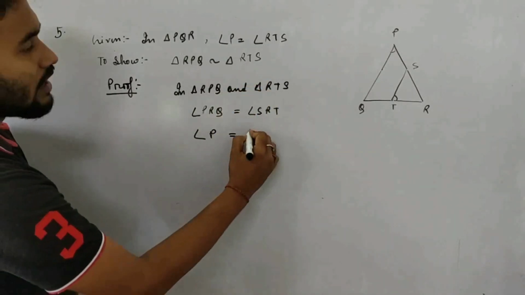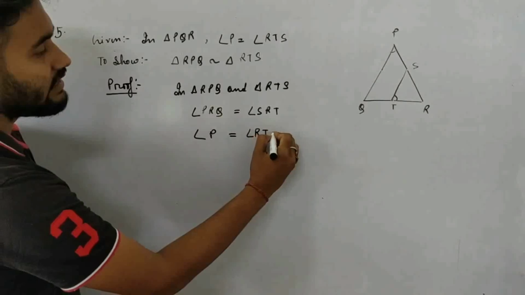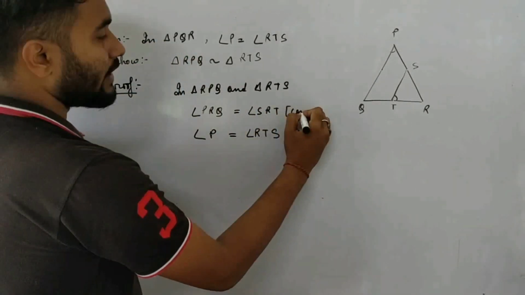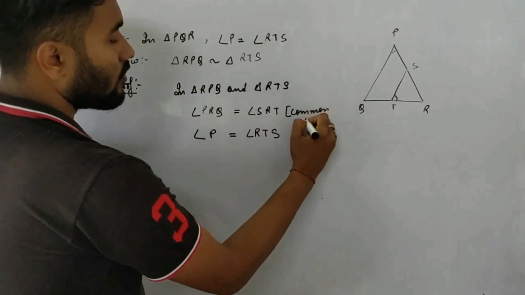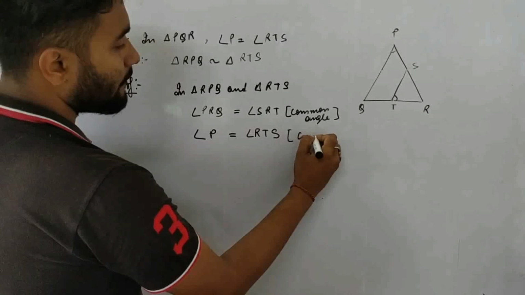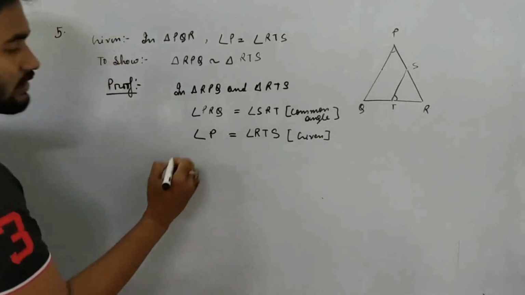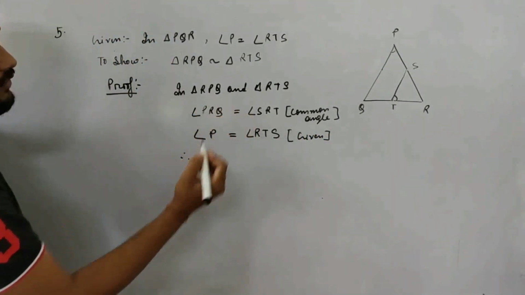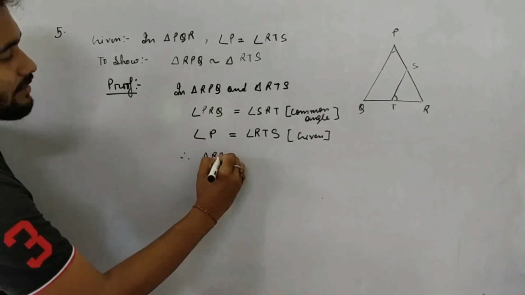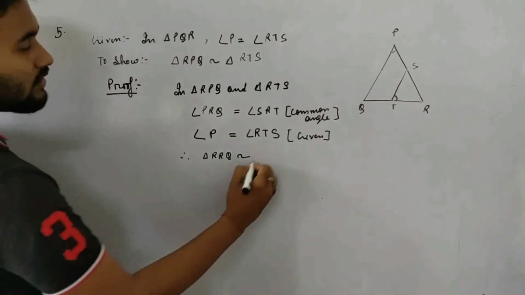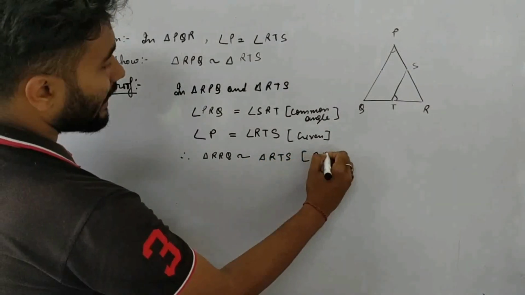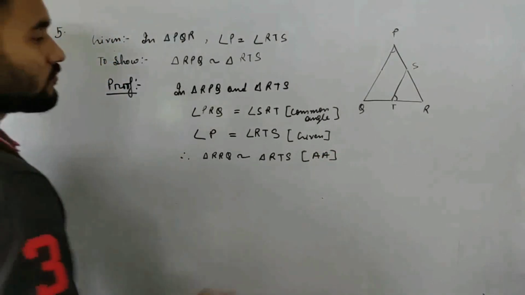Angle RTS. Okay, for this one, the reason you write is common angle. For this one, the reason you write is given. It is already given in the question. So therefore, two angles equal, AA similarity criterion. So therefore triangle RPQ is similar to triangle RTS by what? AA similarity criterion. So hence proved.